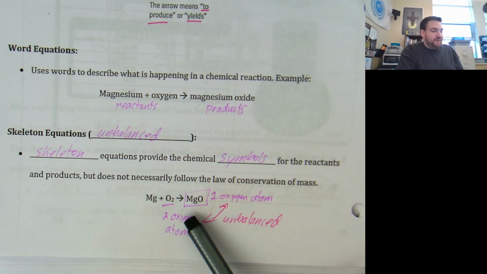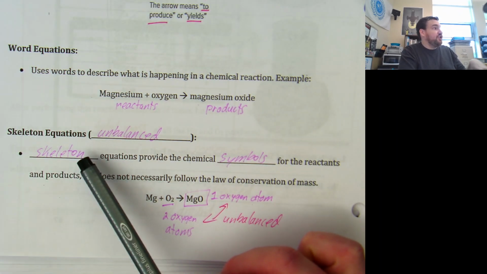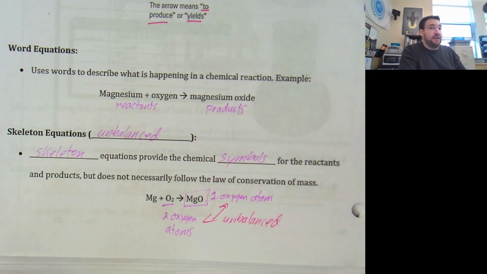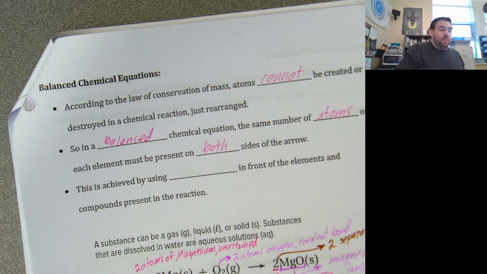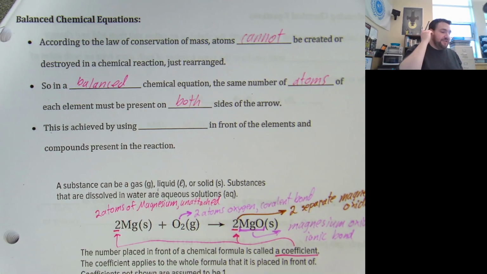And so what we want to do is take our skeleton equation. The skeleton equation is good for giving us an idea of what's going on. But an idea is a good place to start, and I want more than an idea. I want exact quantities of what's going to be produced here. And so that's where we introduced this idea of having a balanced chemical equation.